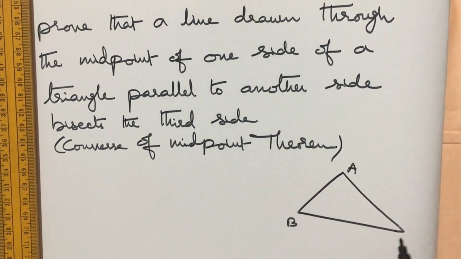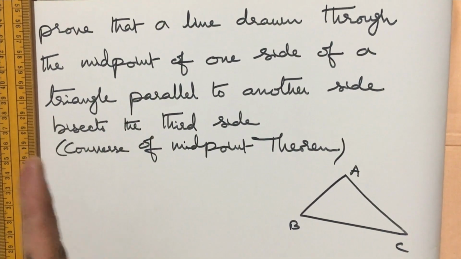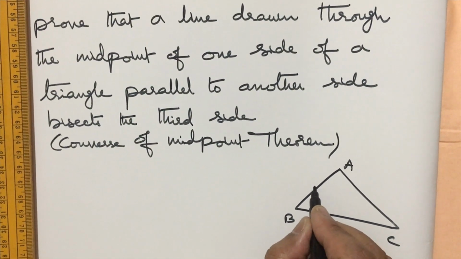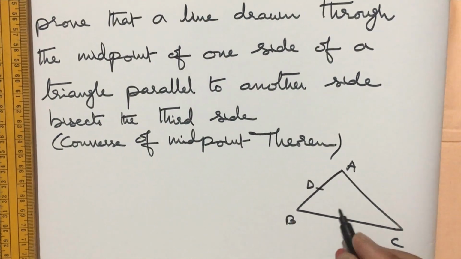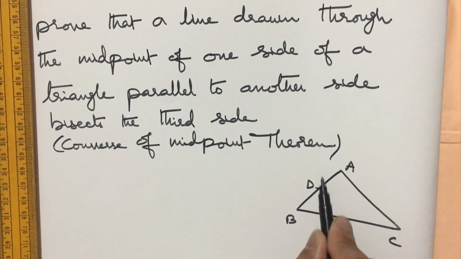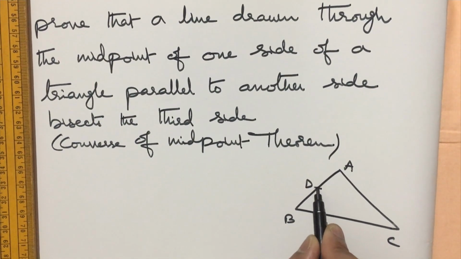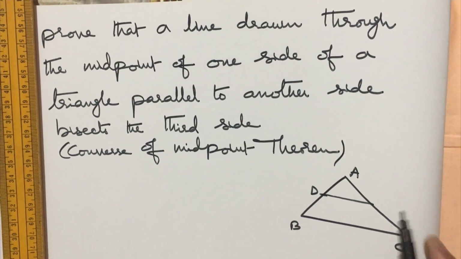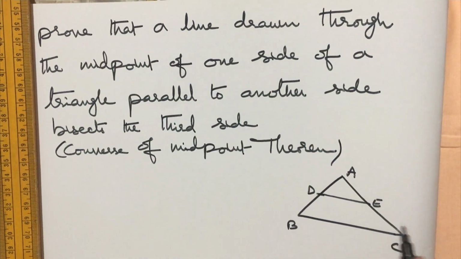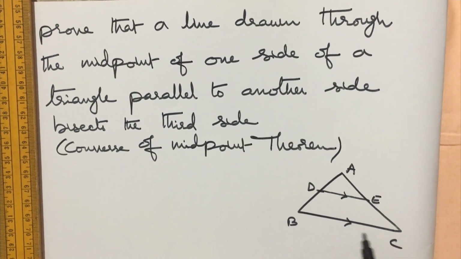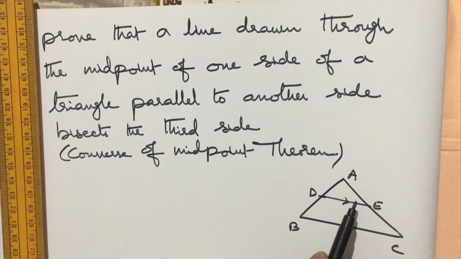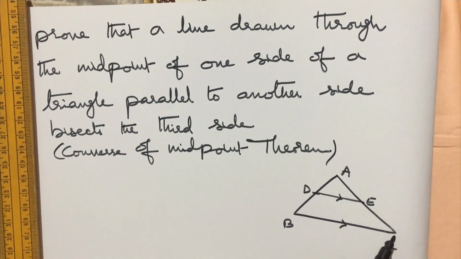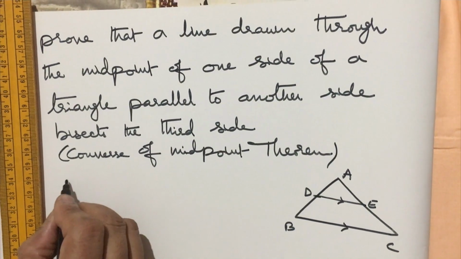ABC. What they said is, a line drawn through the midpoint of one side of a triangle, I am taking this one as D, parallel to the second side, DE I am taking, DE is parallel to BC. So, I am going to show that here E bisects AC, meaning AE is equal to EC, we have to show. So, what is given here?